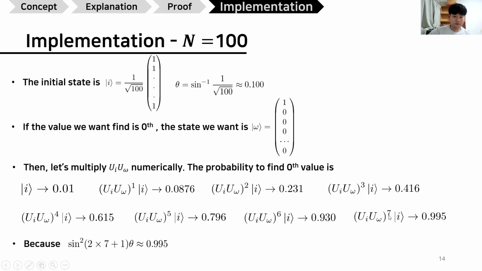And after the 7th step, sine squared of (2 times 7 plus 1) theta equals 0.995. This is the same as my computer calculation result.